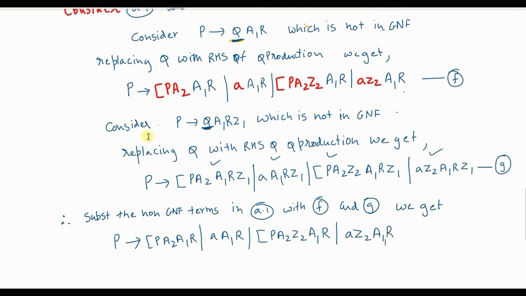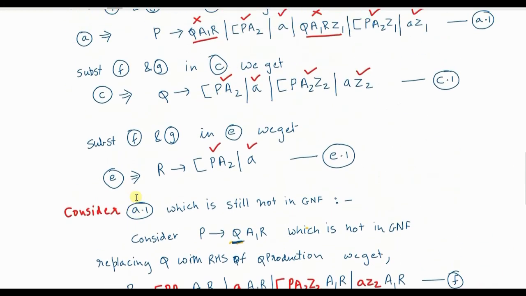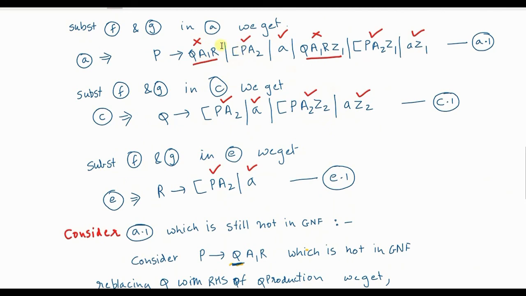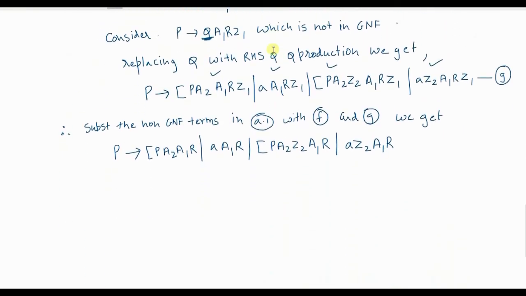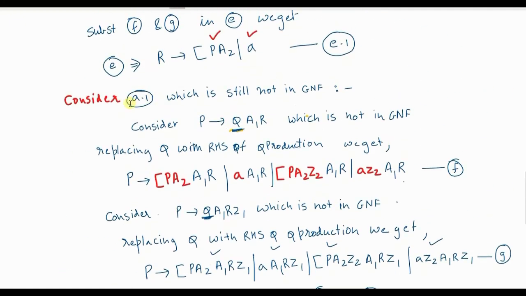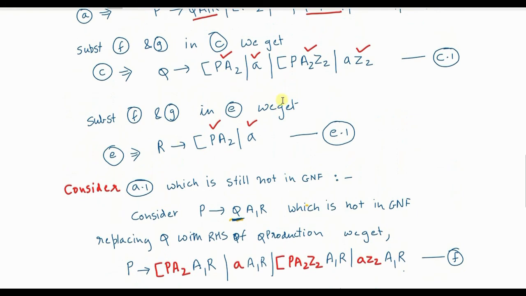So what are these terms? These are the terms from F, which you are going to replace in the place of QA1R, which was not in GNF. Now in the P production, that is A.1, the second term and third term were already in GNF, so I can write these terms now as they are, continue writing bracket PA2 / A. So I will continue writing bracket PA2 / A. Those two terms are written as they are.